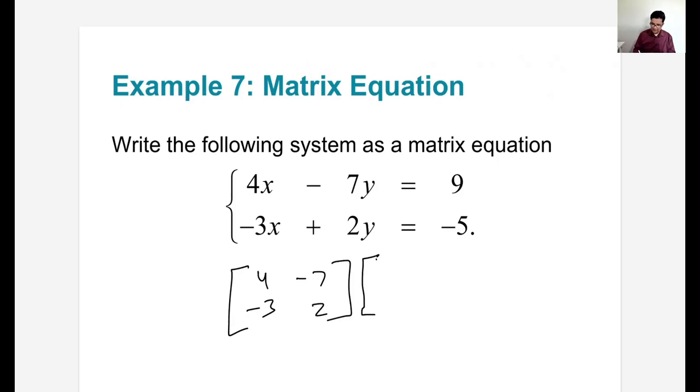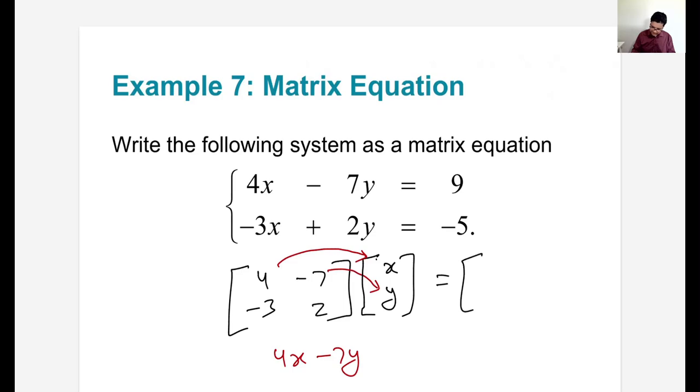Now this is interesting. This times x and y in a column. Why would we do that? Because now, if you remember the matrix multiplication, if you multiply these two matrices, you will have to multiply this row with this column. So you would be doing 4x plus minus, in this case, 7y. That is your left side.